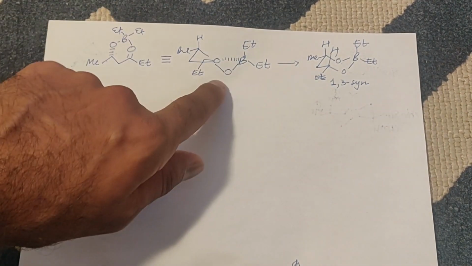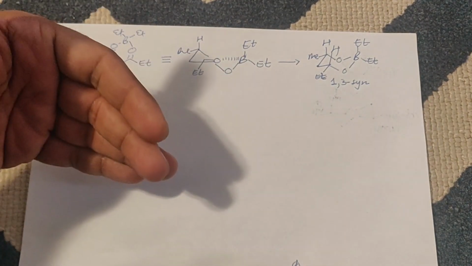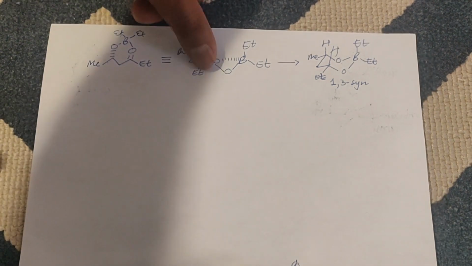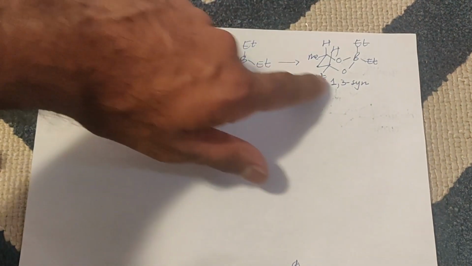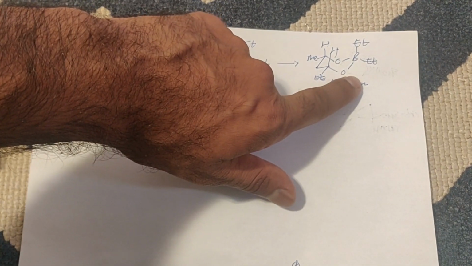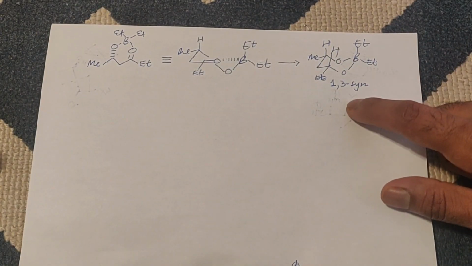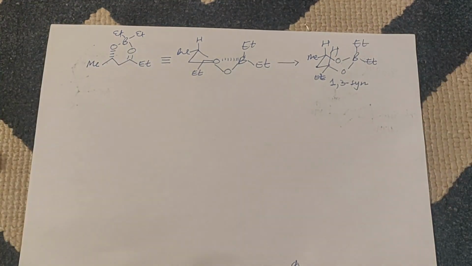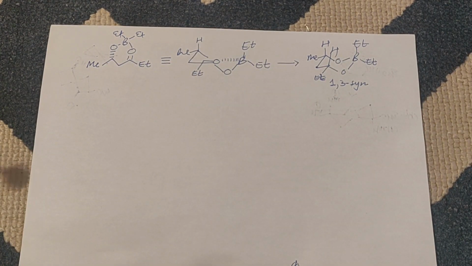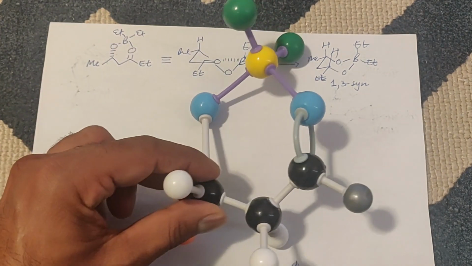And I have already taught you, as per the first Platner rule, the hydride is going to approach from the top. So what we'll end up getting is this 1,3-syn compound, and this 1,3-syn is nothing but where you have both the hydroxy groups going behind the plane. So let us just try and see this with the help of the molecular model. So this is how it looks, very simple.